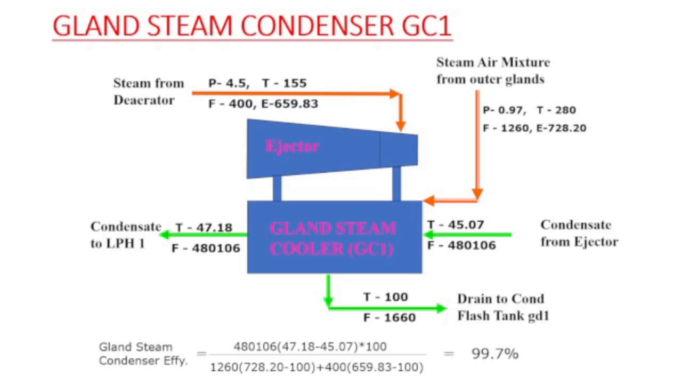They don't mix with the condensate, but the condensate from the ejector passes through the gland steam cooler GC1, and the outlet condensate goes to LP heater 1. The drain from gland steam condenser number 1 goes to the flash tank in the condenser itself. The respective flows, enthalpies and temperatures are mentioned on the diagram. You can calculate the gland steam condenser efficiency, which comes out to be around 99.7%.